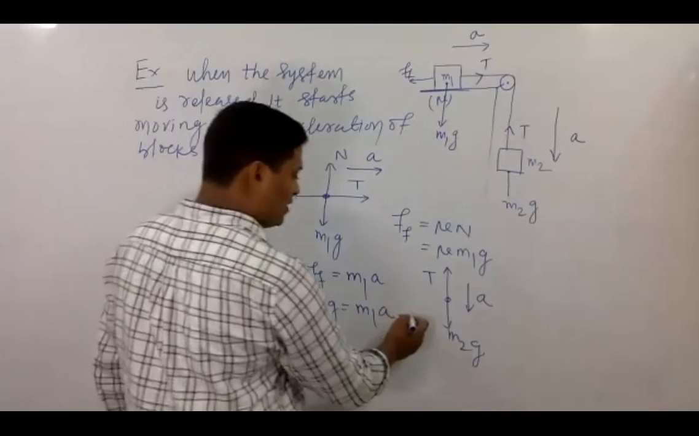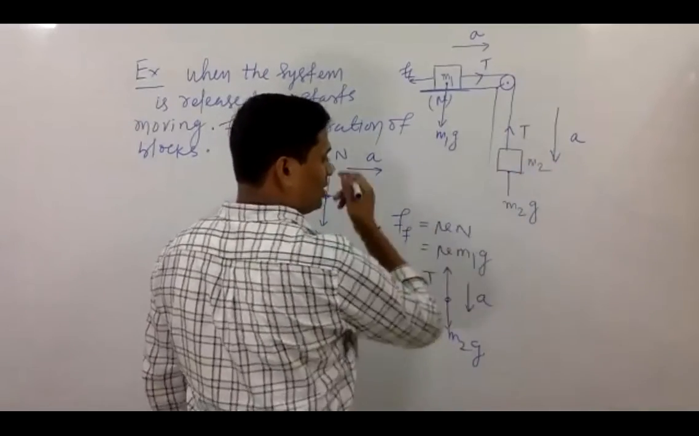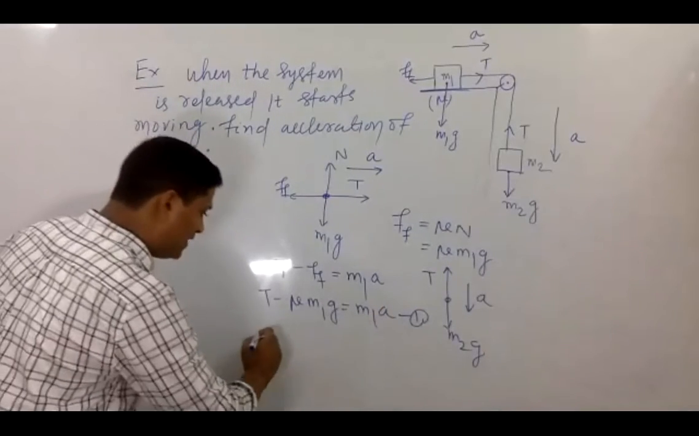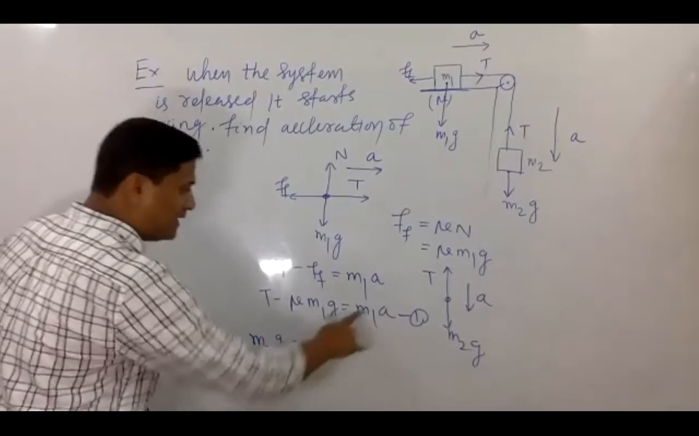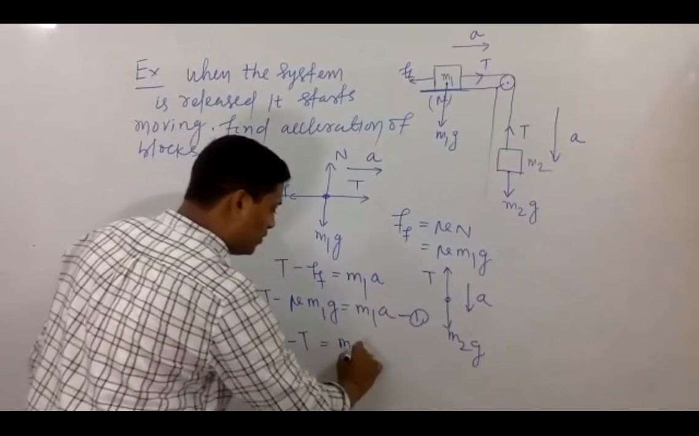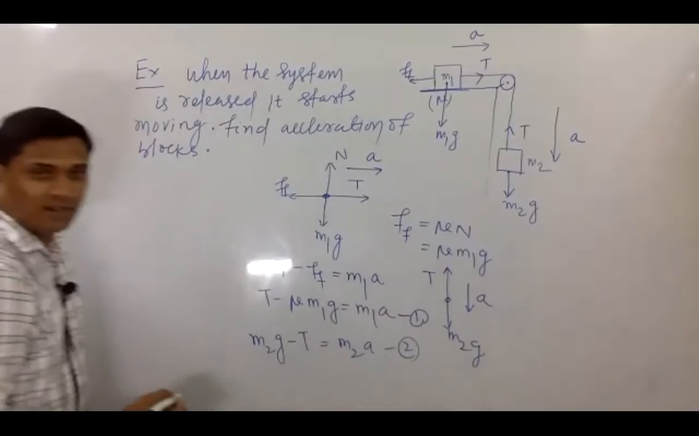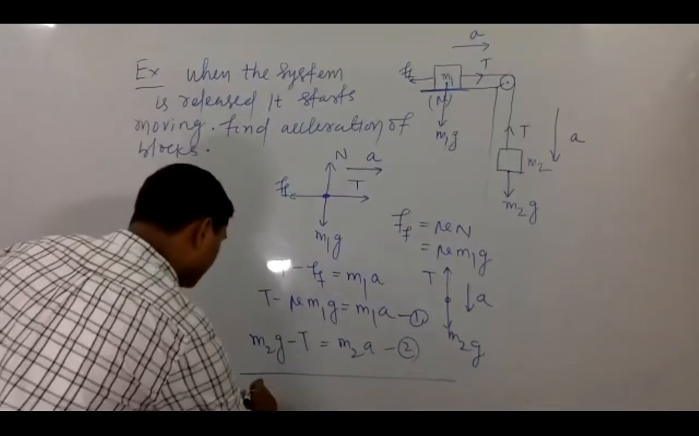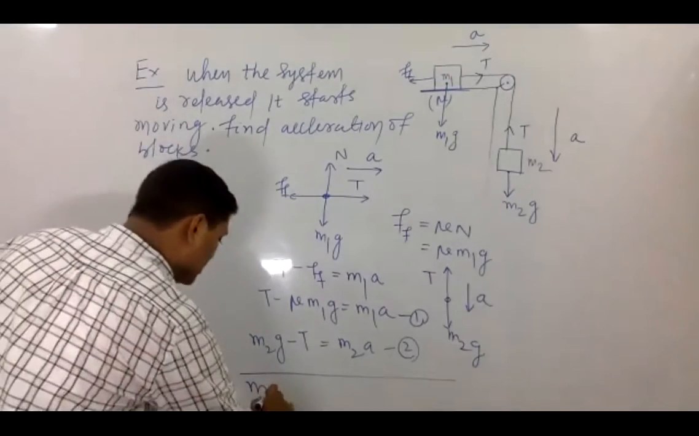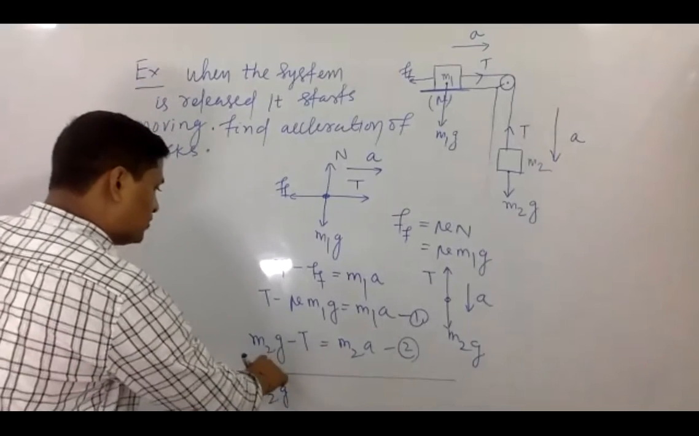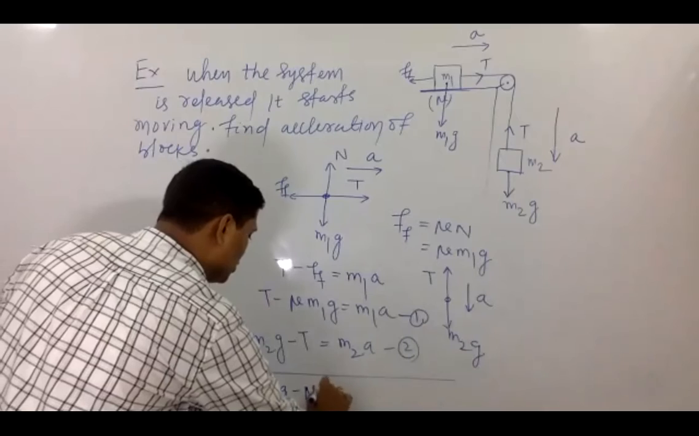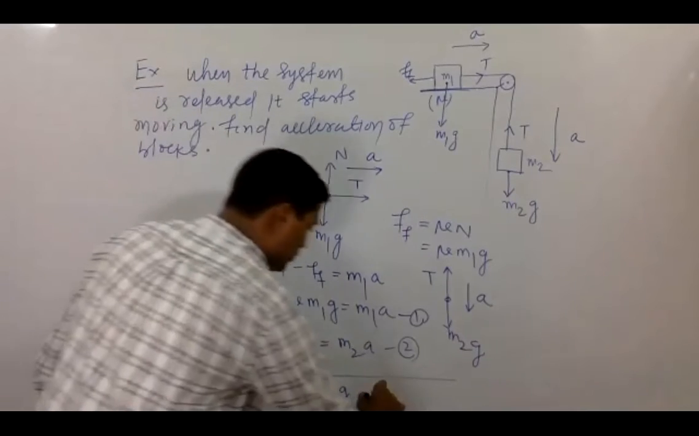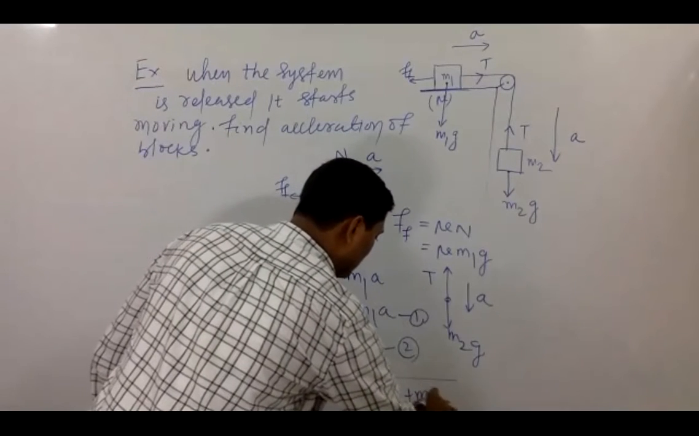Writing the force equation for the m2 block, m2g is moving downwards, so m2g minus tension is equal to m2a. That is equation 2. If I add these equations, T will be cancelled, and the equation can be written as m2g minus mu into m1g is equal to m1a plus m2a.